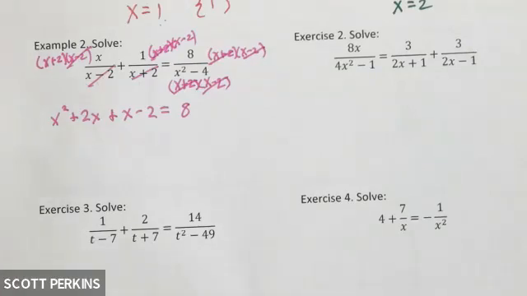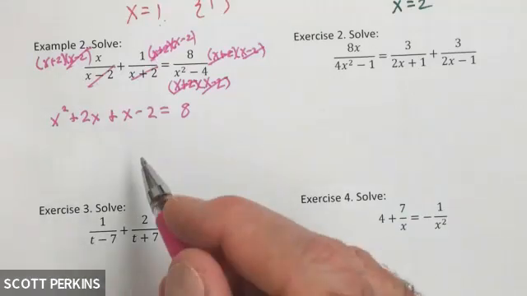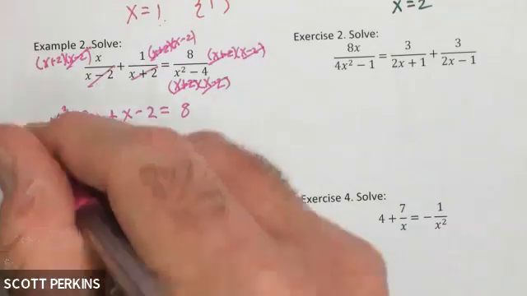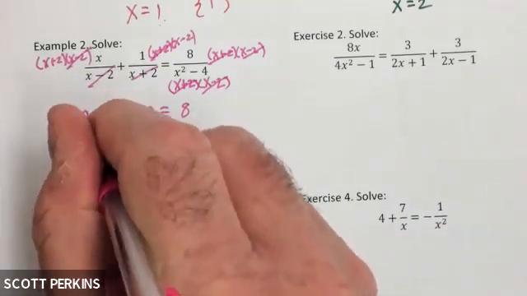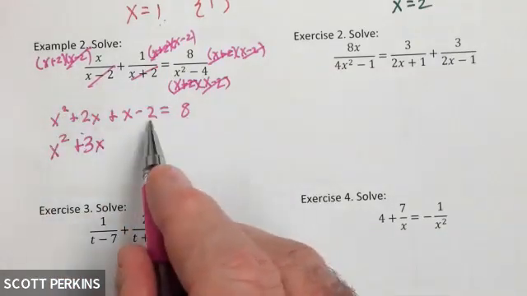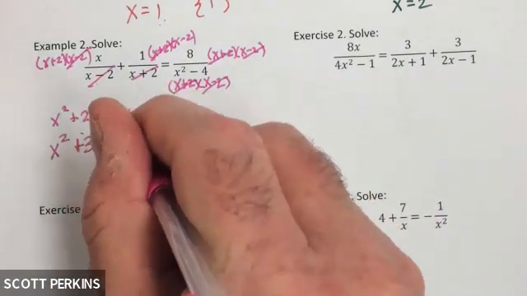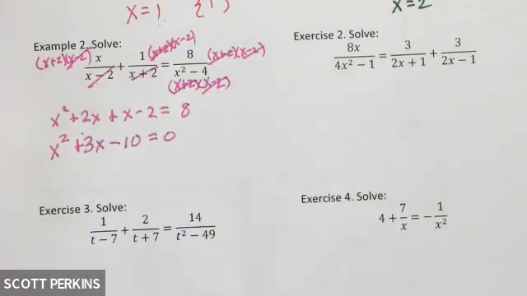Okay, so again, you hopefully know how to solve a quadratic. You have 2 choices. If it factors, you're going to factor, or you can always use the quadratic formula. It works no matter what, every time. So I'm going to move everything to the left. So I've got x squared. 2x plus x is 3x. I'm going to subtract the 8 from both sides, and I get -10, and that equals 0.